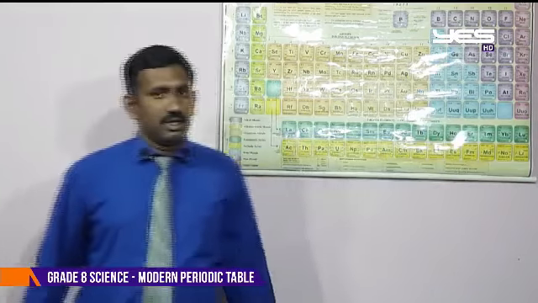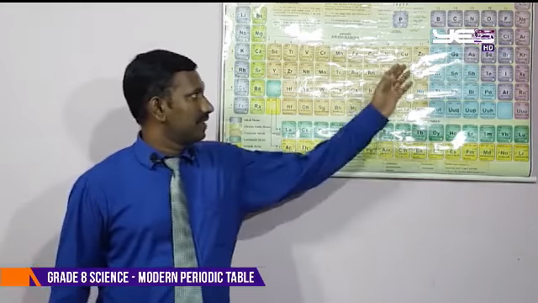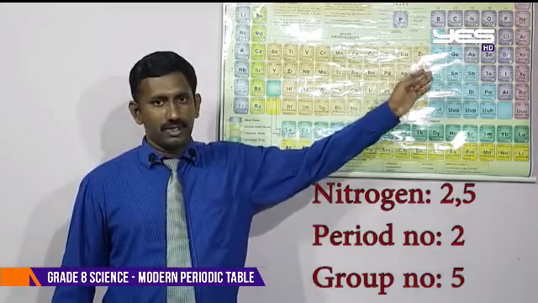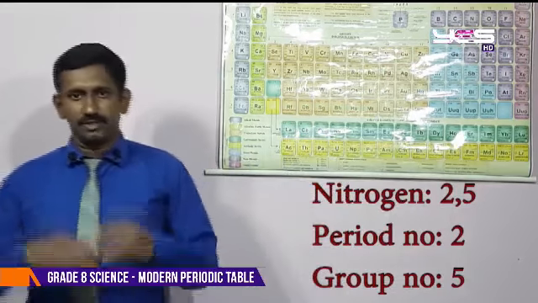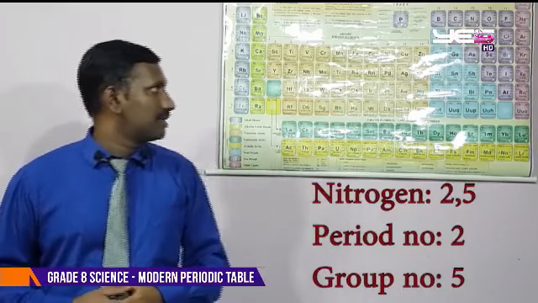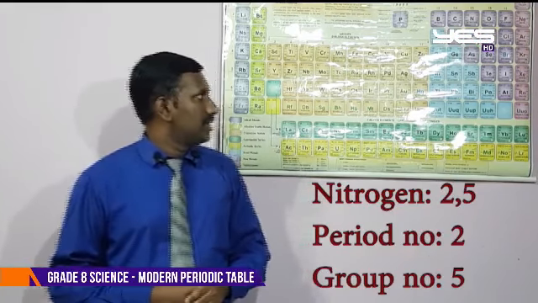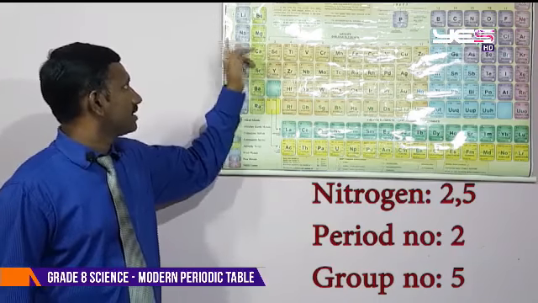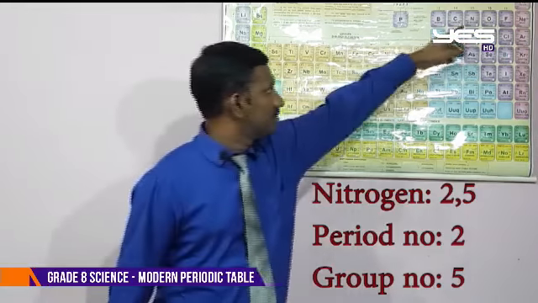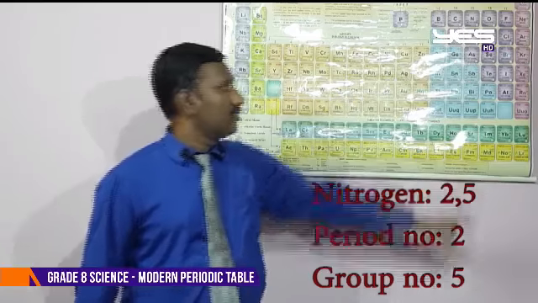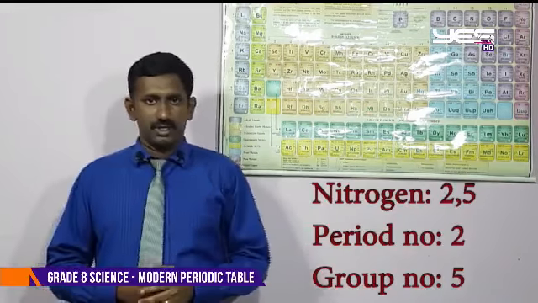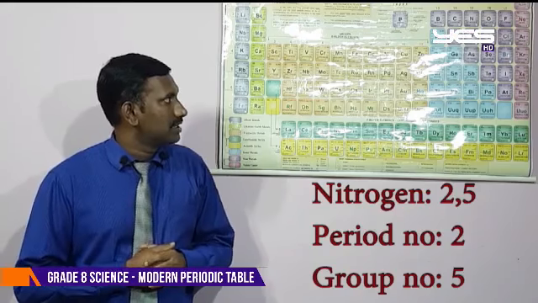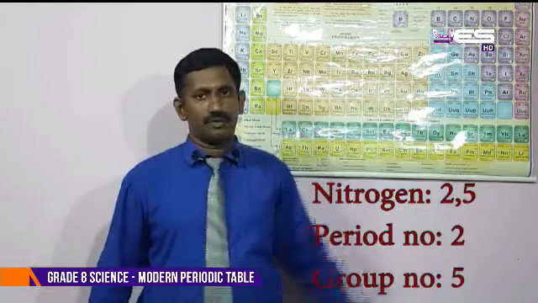Nitrogen. Nitrogen atomic number is 7. We can write the electronic configuration as 2, 5. That means nitrogen contains 2 shells, so the nitrogen period number is 2. And it contains how many electrons in the outermost shell? It contains 5 electrons in its outermost shell. That means it comes in group number 5.